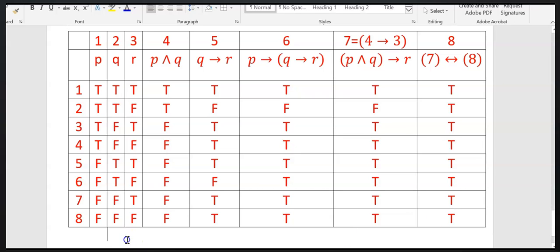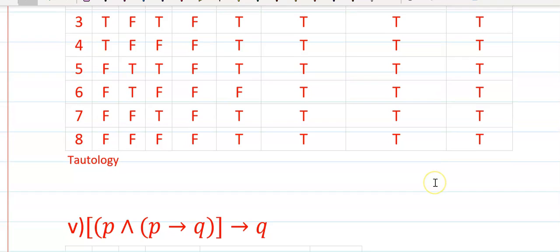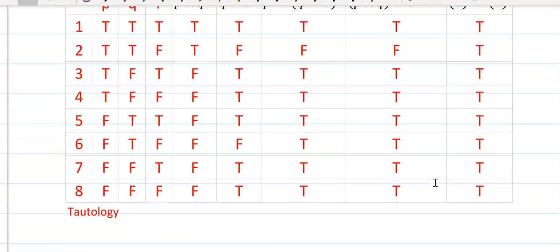Double implication between the 7th and 6th. That is it. And here I had changed it. That is a double implication between the 6th and the 7th. Then you will get, it's again the tautology.